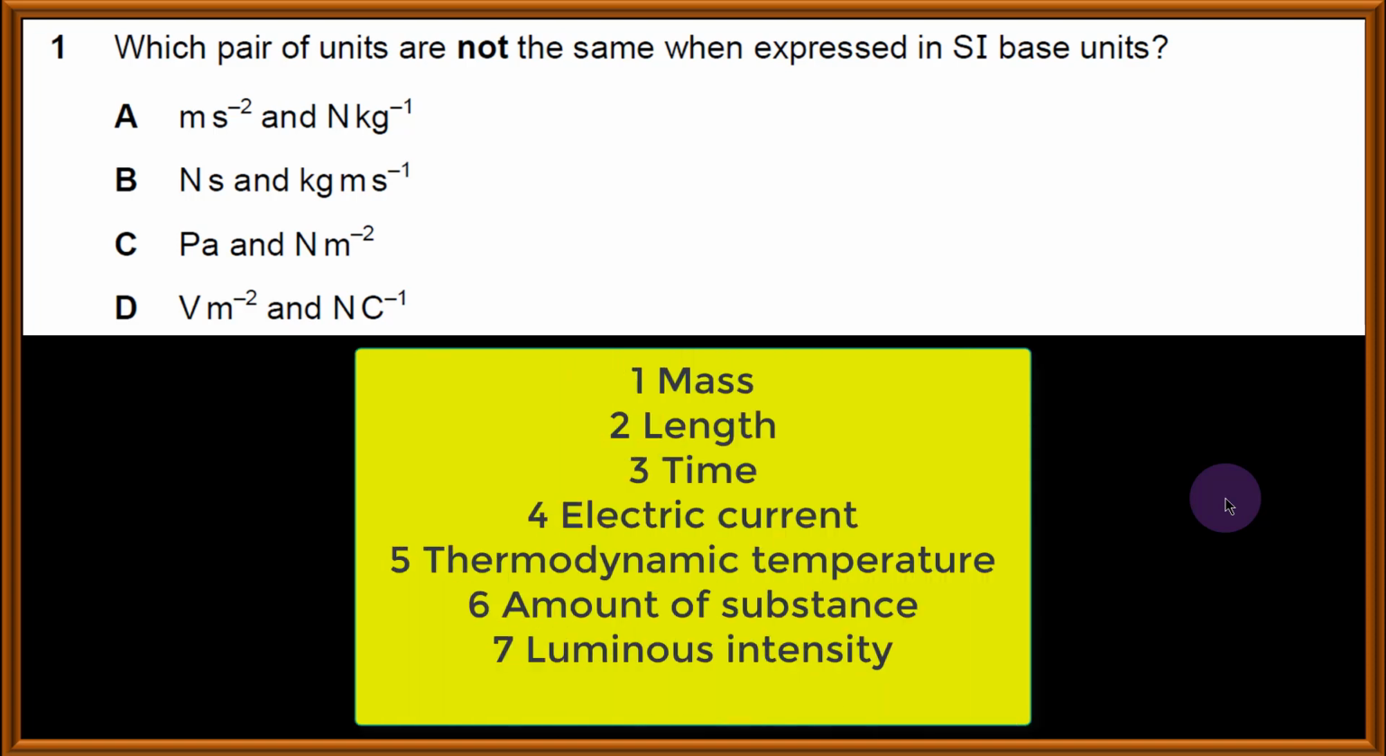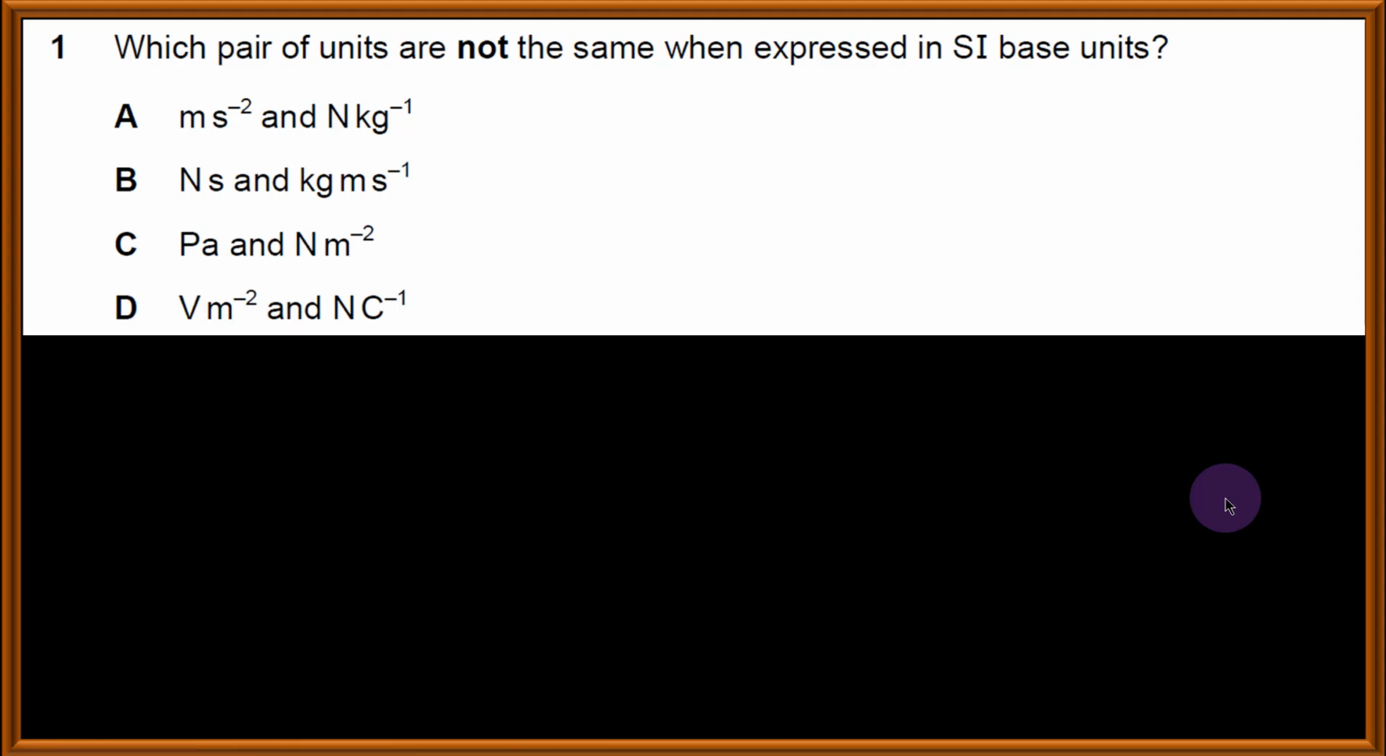In step 1, you will be required to recall the 7 basic physical quantities and the correct SI base unit for each one of them. The 7 basic physical quantities include mass, length, time, electric current, thermodynamic temperature, amount of substance, and luminous intensity. Although again, the 7th basic physical quantity, which is luminous intensity, we hardly deal with it at this level. So the first step is to remember the names of the 7 basic physical quantities and the SI base unit of each one of them.